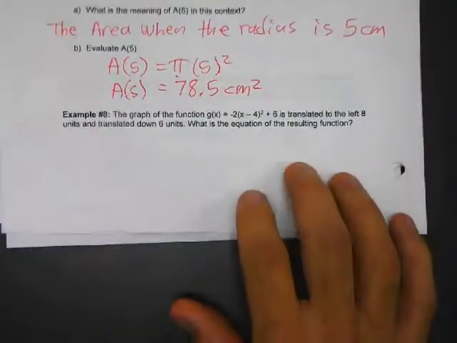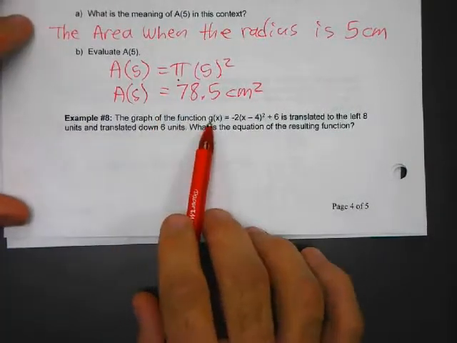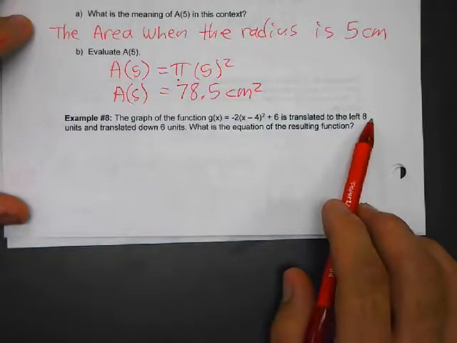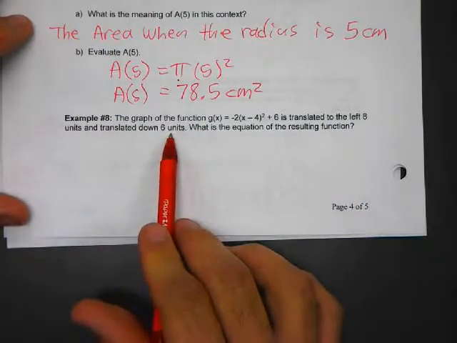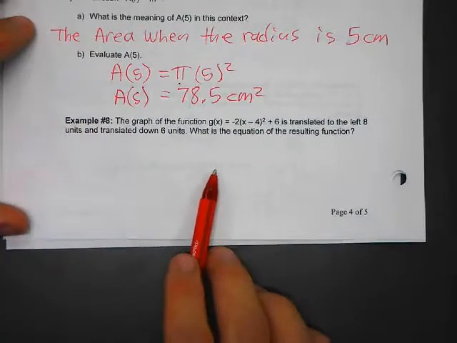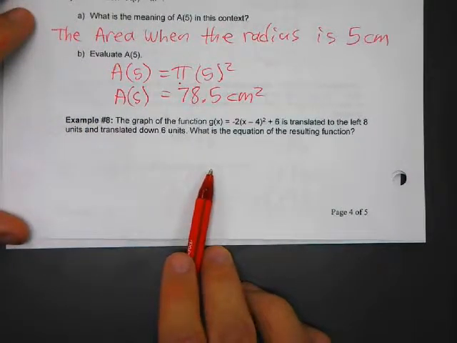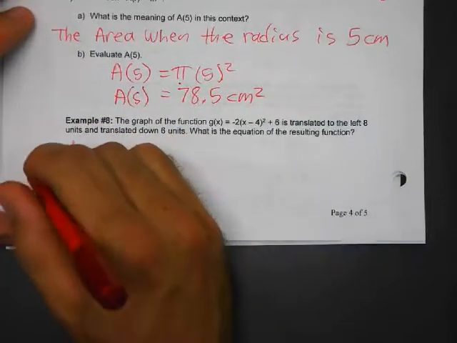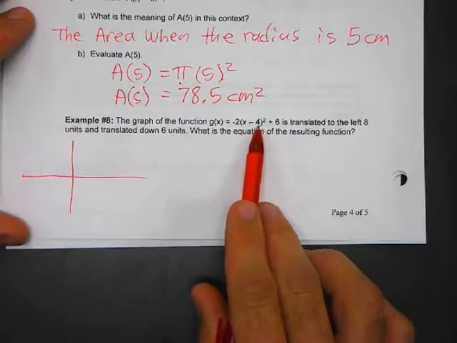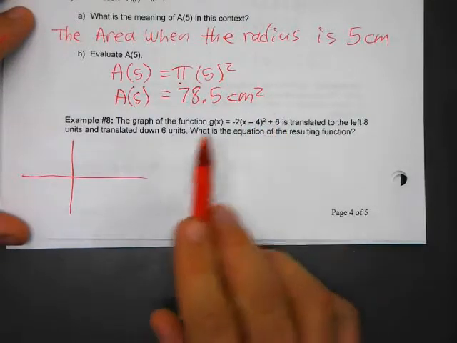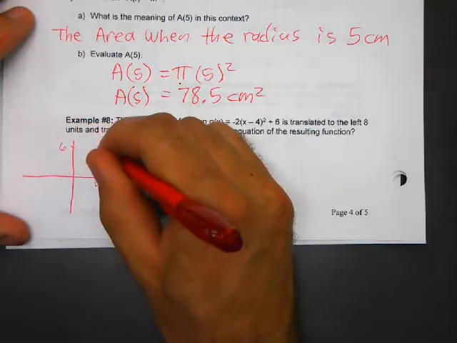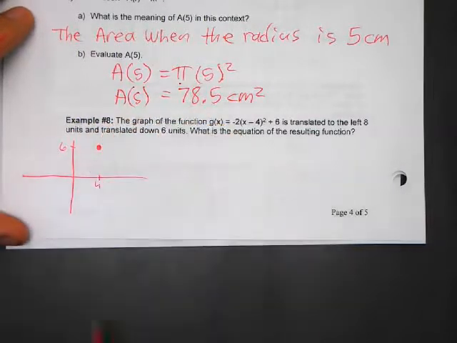Example number 8, the graph of the function g of x is equal to this, is translated to the left 8 units and translated down 6 units. Okay, first glance, this looks like a really hard problem. However, let's just graph it. And I'm not even going to make you graph the whole thing. We're going to graph where the vertex is for this one. It is at 4, 6. So the vertex is right here.